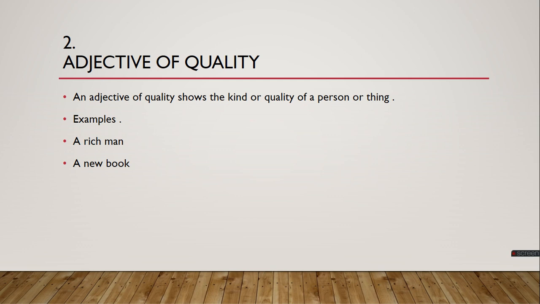Second one is adjective of quality. An adjective of quality shows the kind or quality of a person or thing. For example, we are given a rich man and a new book. The words rich and new tell you which kind of man and what kind of a book.